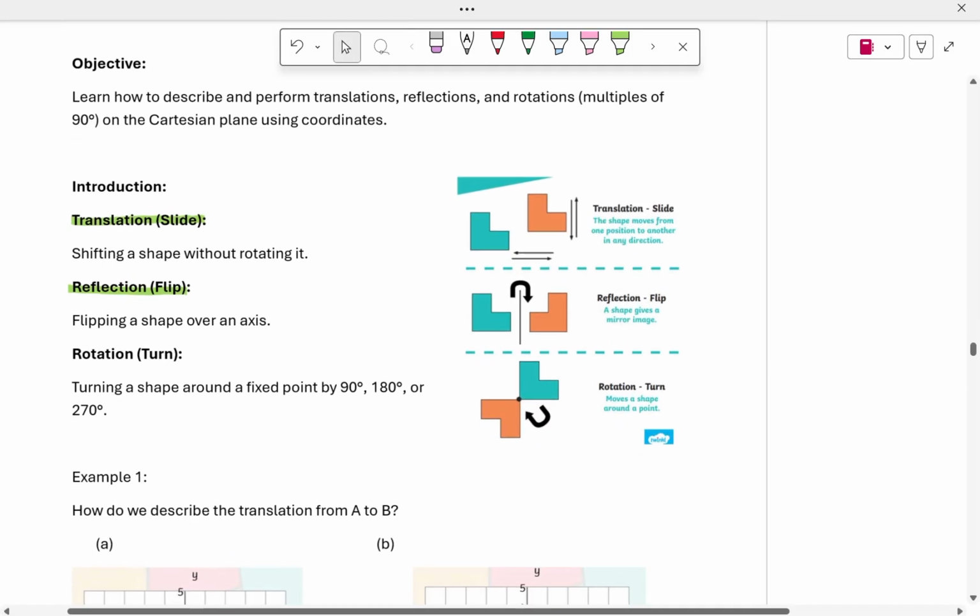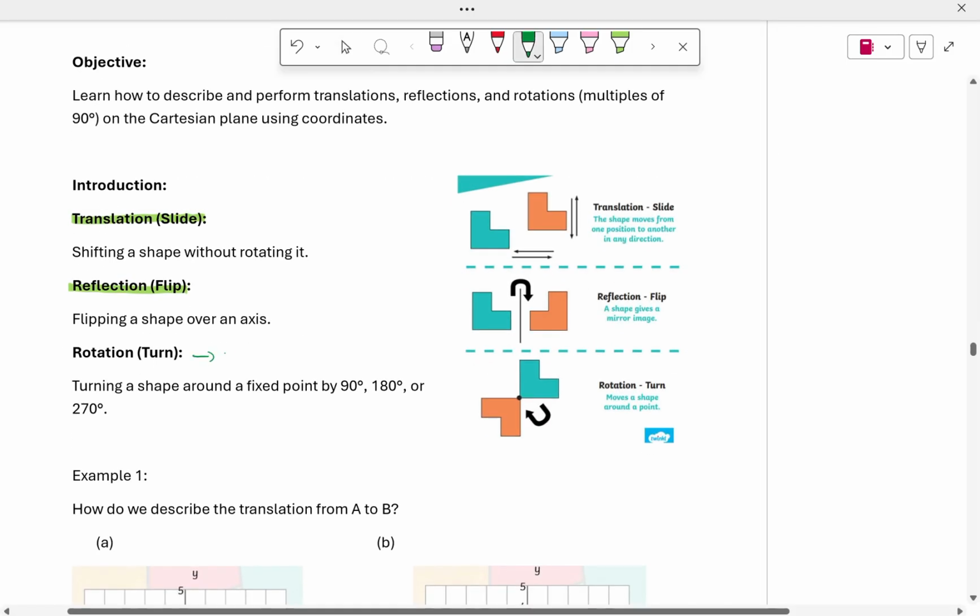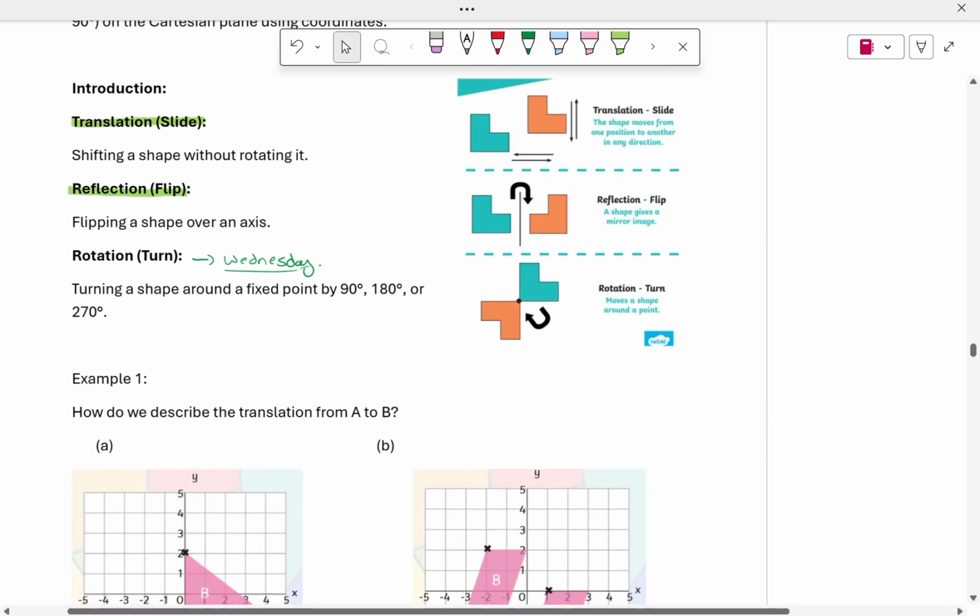So let's get started. Rotations, we're probably going to be looking at on Wednesday, so we're not going to focus on this one just yet. All of this will be in your test, and this is the last content prior to your test next Monday.